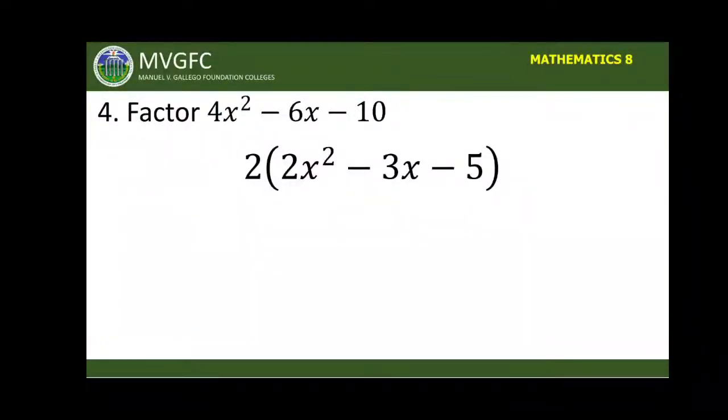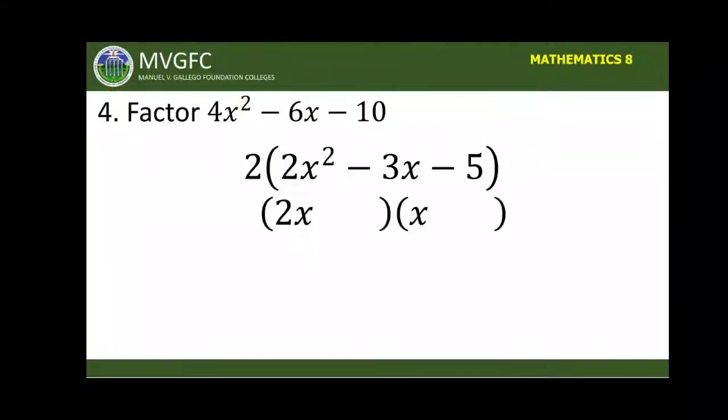Okay, paano po nakuha yung nasa loob ng parentheses? 4x squared divided by 2, which is your GCF, is equivalent to 2x squared. Next is negative 6x divided by 2, that is negative 3x. And negative 10 divided by 2, that is negative 5. So, we have here now the trinomial inside the parentheses.